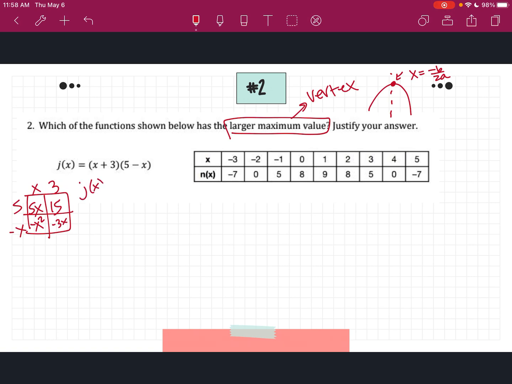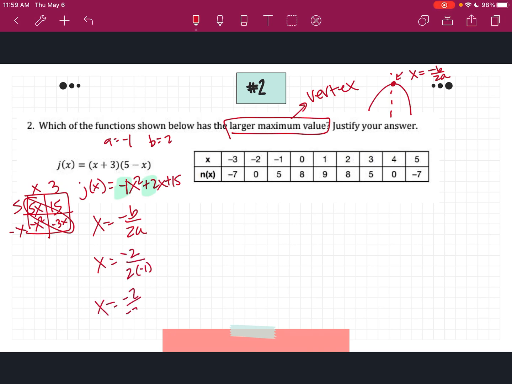So that means that j of x, when I combine my like terms, I have a negative x squared, I have 5x minus 3x, which would be 2x, and then I have that positive 15. So my b value is 2, my a value is negative. Remember, that's like a negative 1 there. So when I have negative b over 2a, b equals 2, a equals negative 1. So we'll have negative 2 over 2 times negative 1, which is negative 2 over negative 2, which equals 1. So when x is 1, that's my vertex.